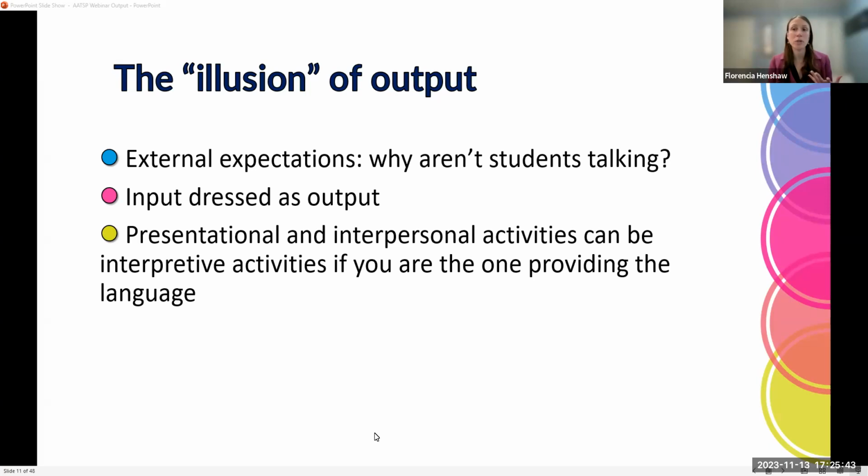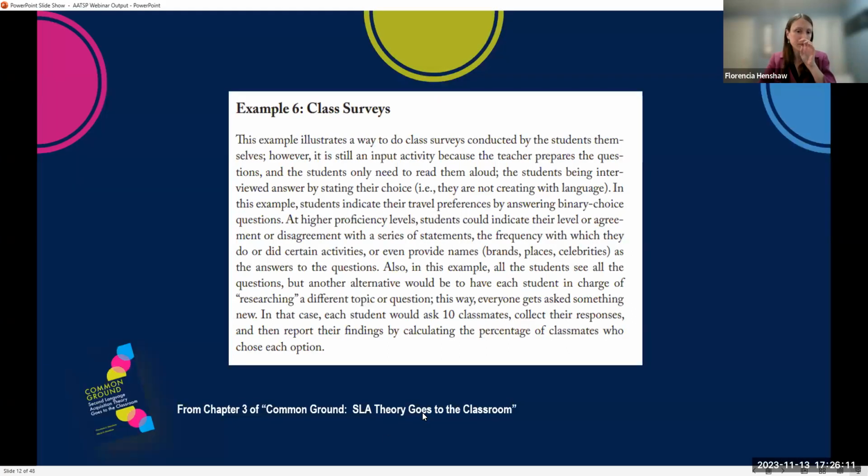So a lot of what we talked about last time in terms of what to do with input, you can make it look like a presentational activity. You can make it look like an interpersonal activity, but it's not really interpersonal. It's not really presentational because the student is not producing language. The student is merely recycling, repeating language that you gave them, but they're demonstrating that they understood to be able to do that. The couple of examples that I have come from Common Ground.